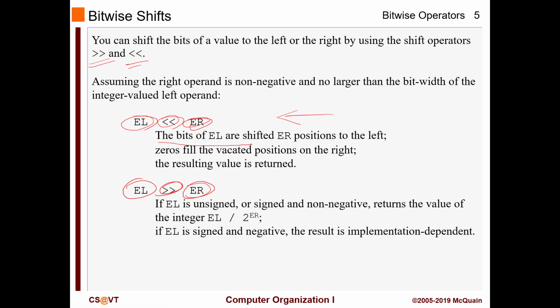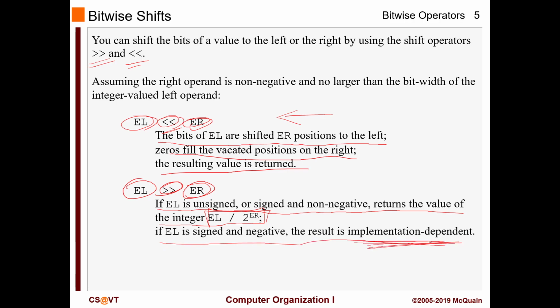So the bits of EL are shifted ER positions to the left. In this case, zeros will fill the vacated positions on the right. The resulting value is returned. And in this case, if EL is unsigned or signed and non-negative, the resulting integer is going to be EL divided by 2 to the power ER. If EL is signed and negative, the result is implementation dependent. It depends on the compiler itself.